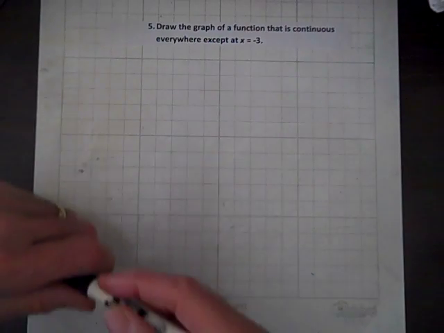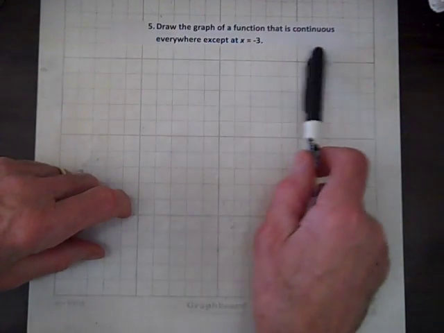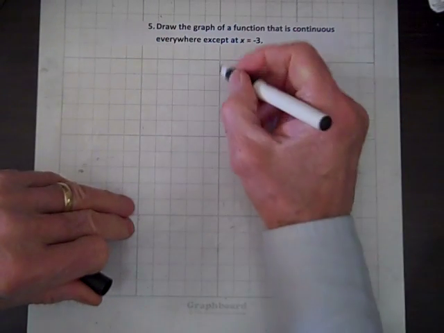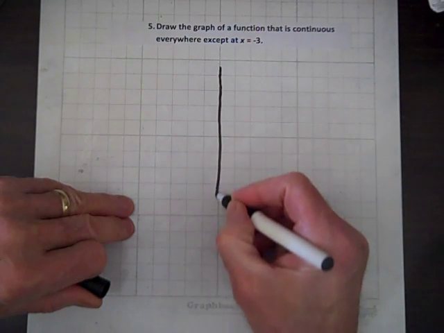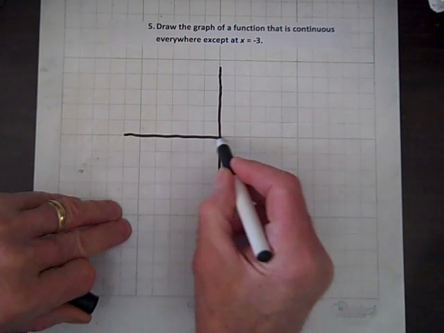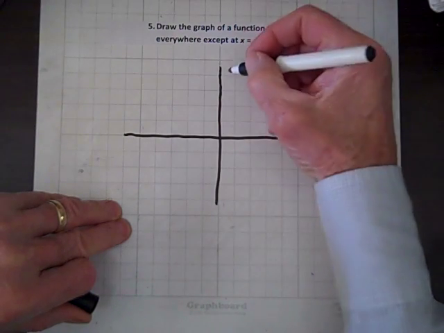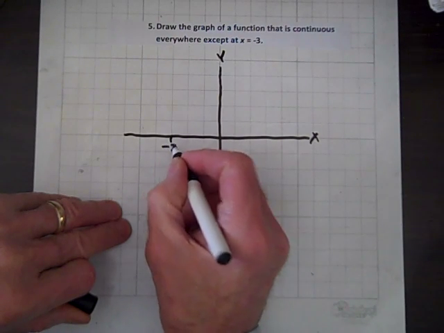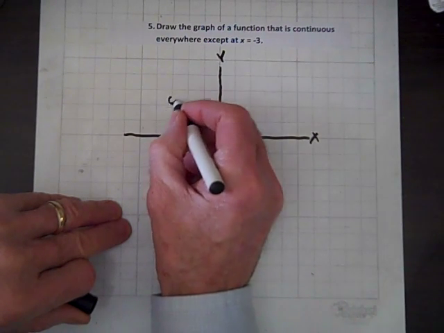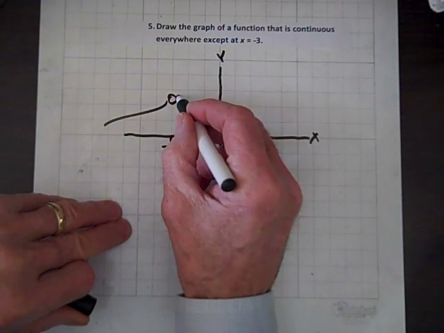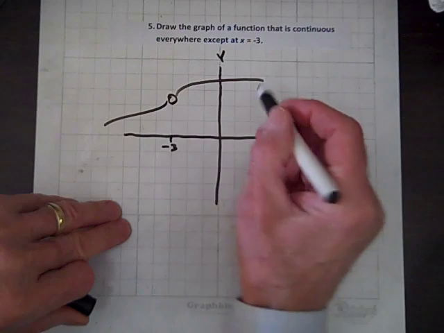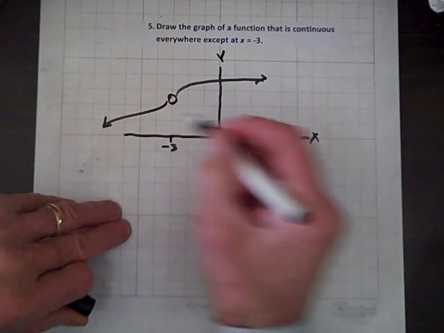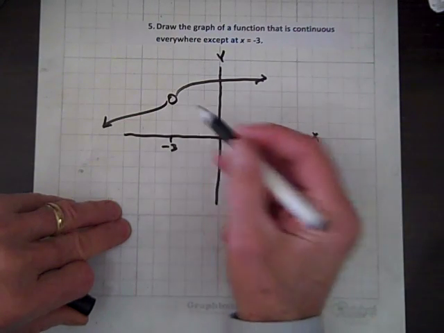Well, for this question, we have to draw the graph of a function that is continuous everywhere except at x equals -3. So let's draw a coordinate system. And here we are at -3. And so I'll just put an open circle there and connect it on either side with a smooth curve. And so there's the example of a function that is continuous everywhere except at x equals -3.